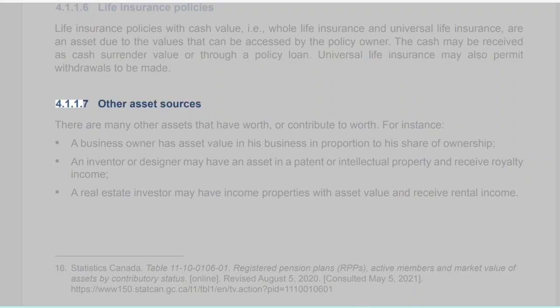For 1.1.7 Other Asset Sources. There are many other assets that have worth or contribute to worth. For instance, a business owner has asset value in his business in proportion to his share of ownership. An inventor or designer may have an asset in a patent or intellectual property and receive royalty income. A real estate investor may have income properties with asset value and receive rental income.